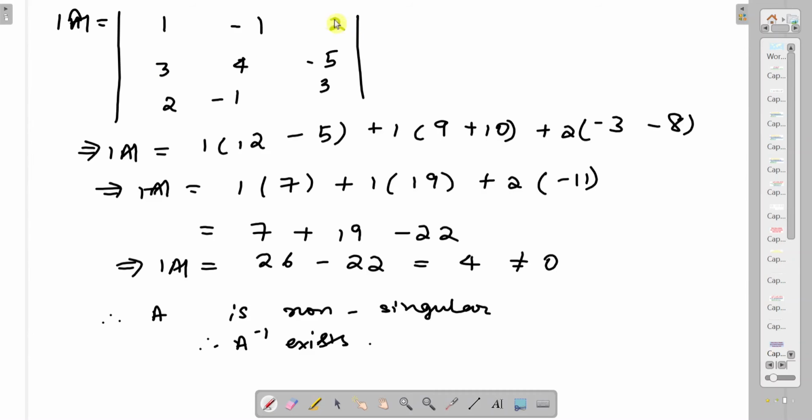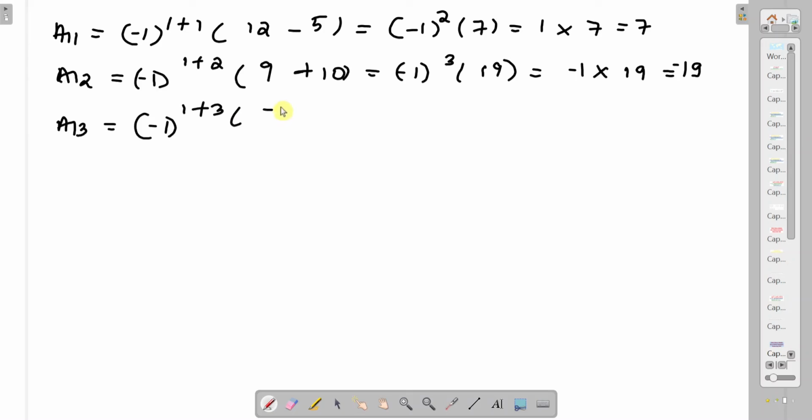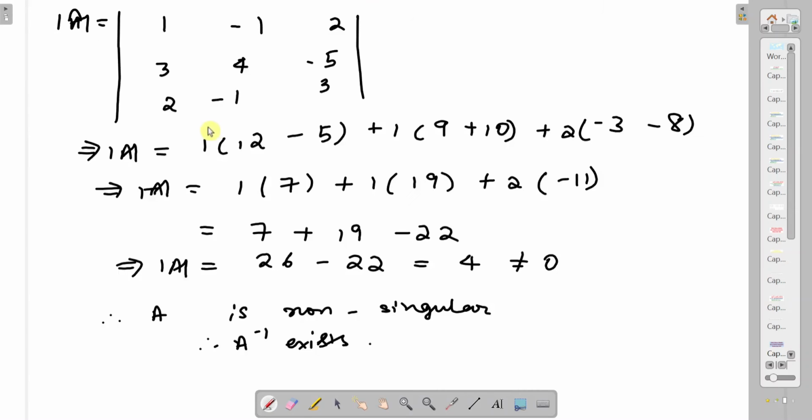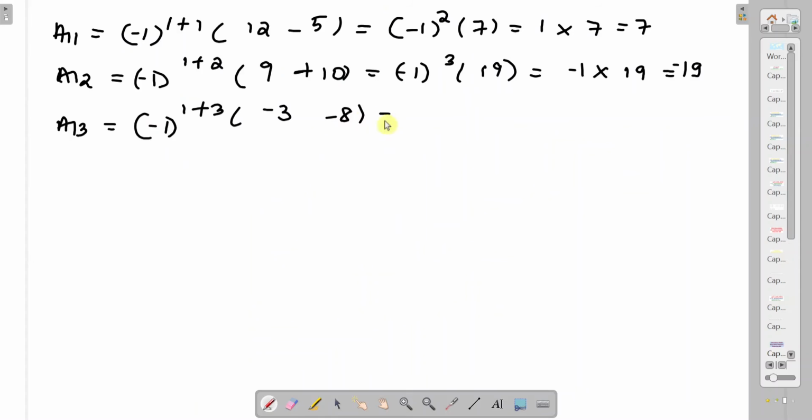Okay, then A13, minus 1 raised to 1 plus 3 times, so first row and third column we have to hide. Minus 1 times 3 is minus 3, then minus 2 times 4 is minus 8, that is minus 1 raised to 4 times minus 11, which is 1 times minus 11, that is minus 11.